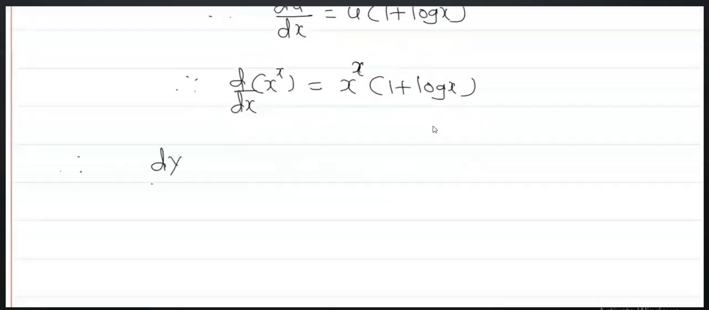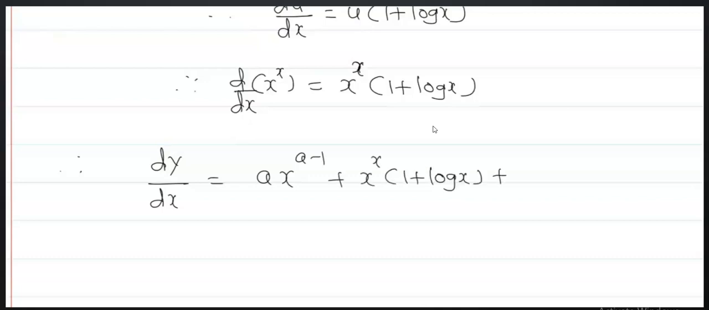Now substitute. That is dy by dx is equal to a into x raised to (a minus 1) plus x raised to x in bracket (1 plus log x).